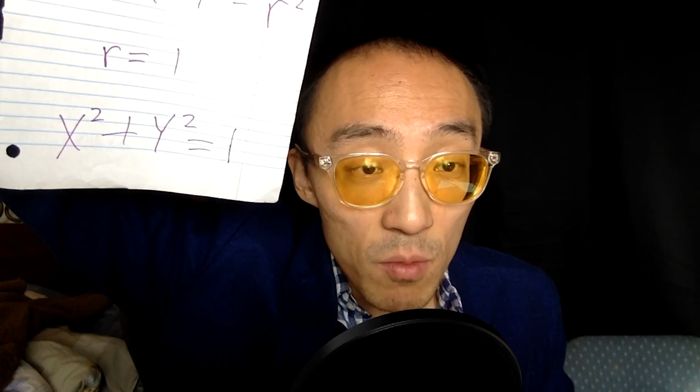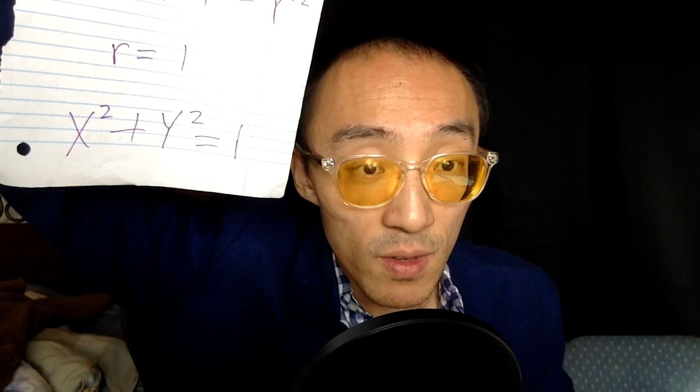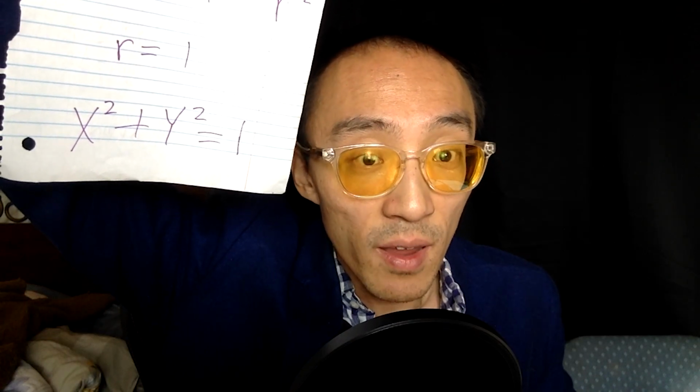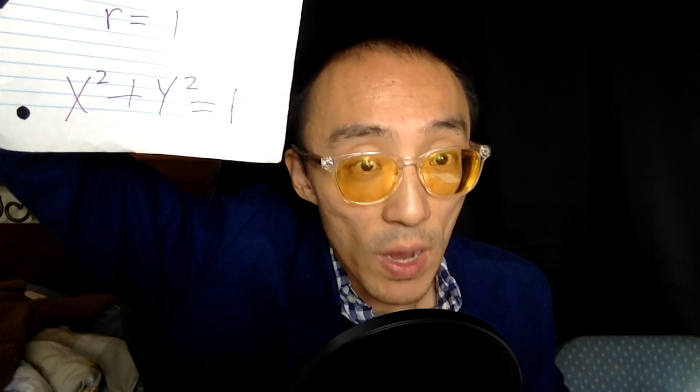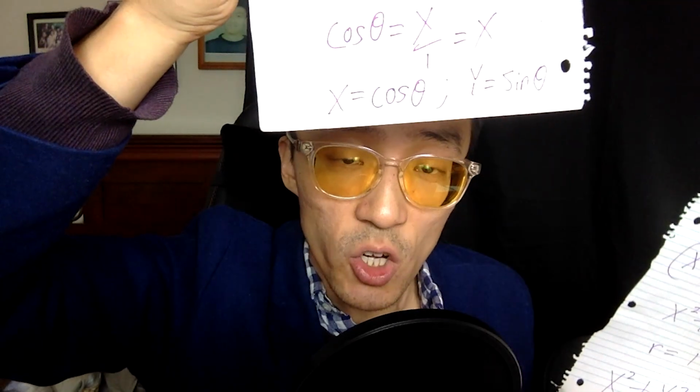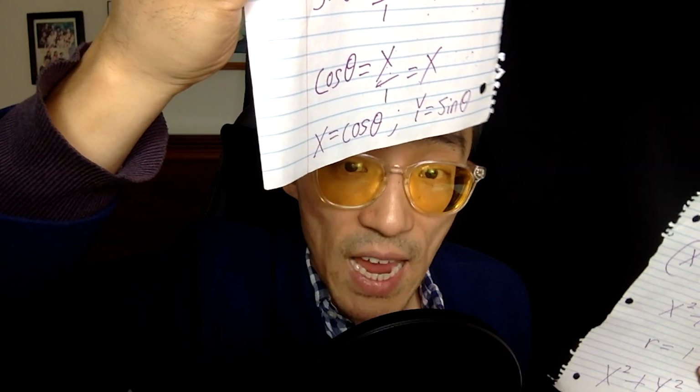Remember this, guys, now? Remember this equation of the unit circle when it's in the center, the origin, and it's not shifted anywhere, and the radius is 1. This is the equation. x squared plus y squared equals 1. We also just determined that x equals cosine of theta and y equals sine of theta.